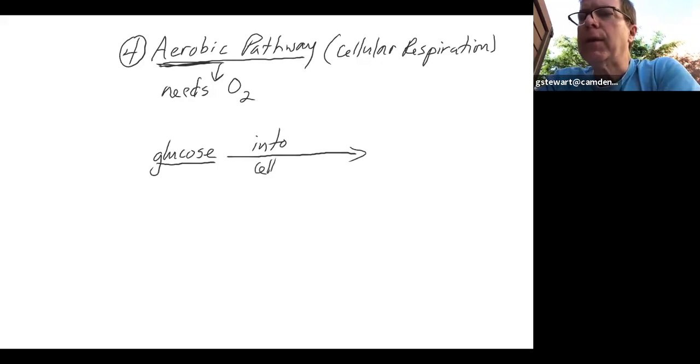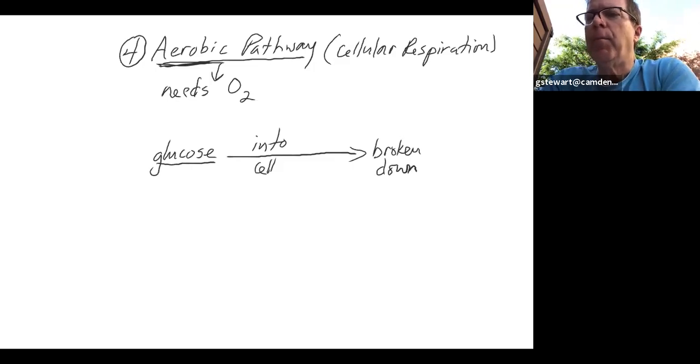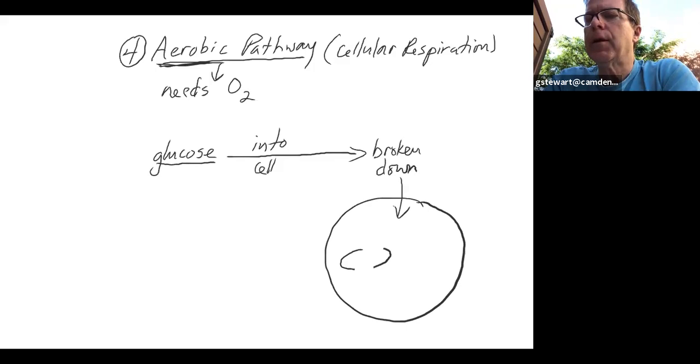It does get broken down, and actually that anaerobic pathway I just described happens first. Here's a cell. In the cell is an organelle called the mitochondria. We learned about that a little bit the first week.